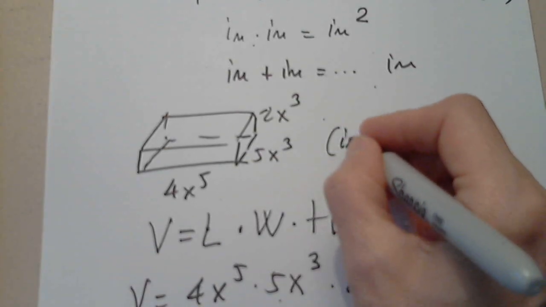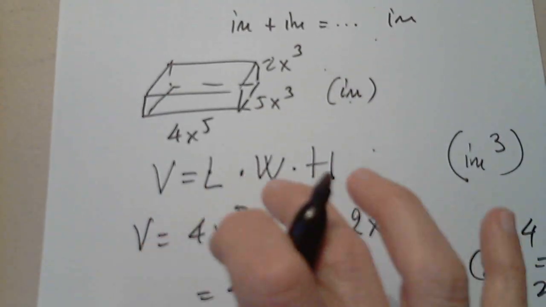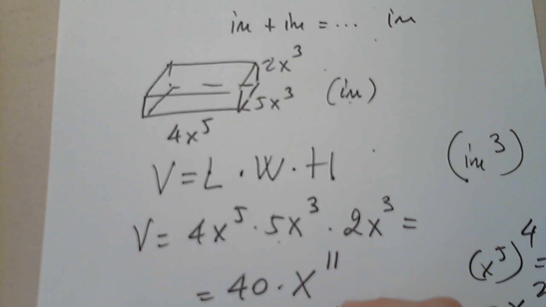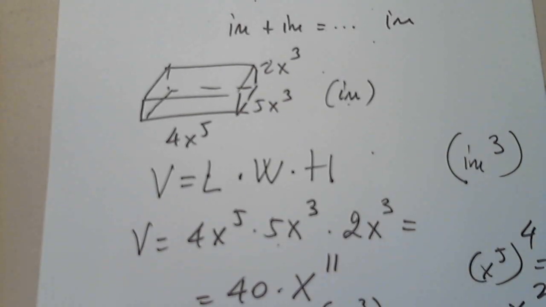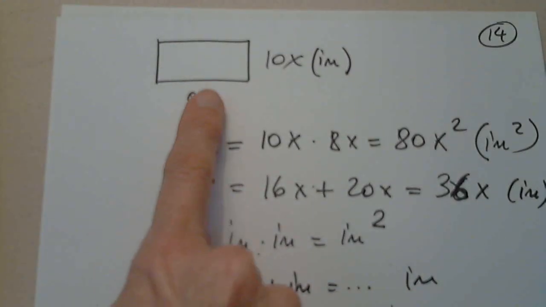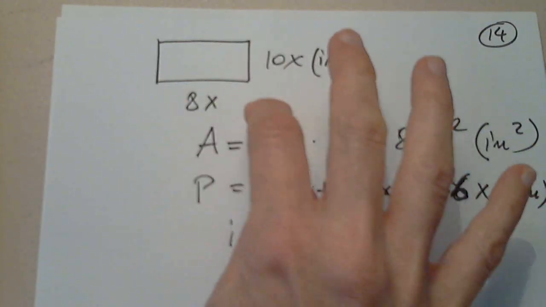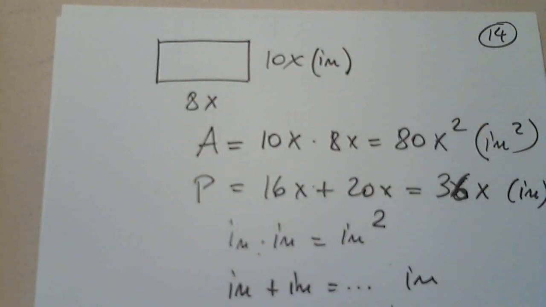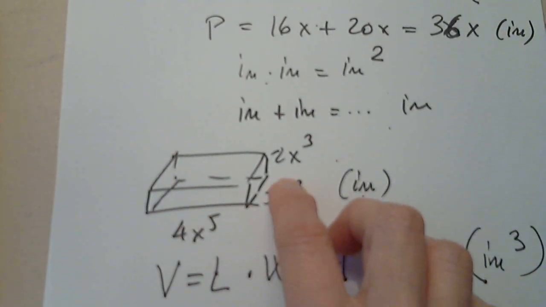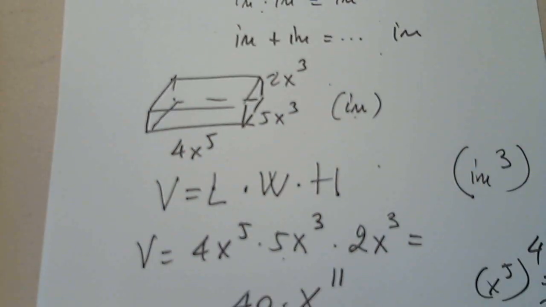If the measurement unit is in inches, inches times inches times inches will be cubic inches. That's how we get the measurement unit for volume, whatever measurement cubed. That's how we get the measurement unit for area, whatever measurement squared. X times x is x squared. X times x times x, x cubed.